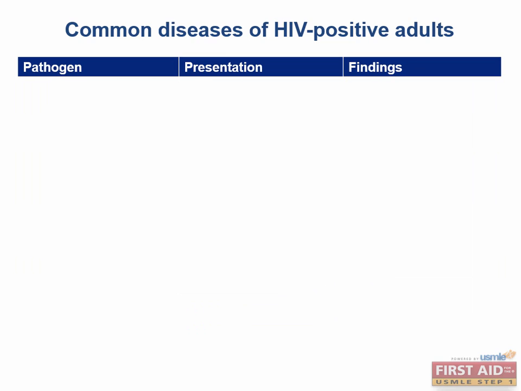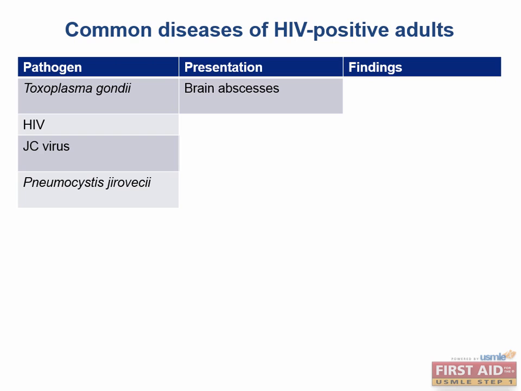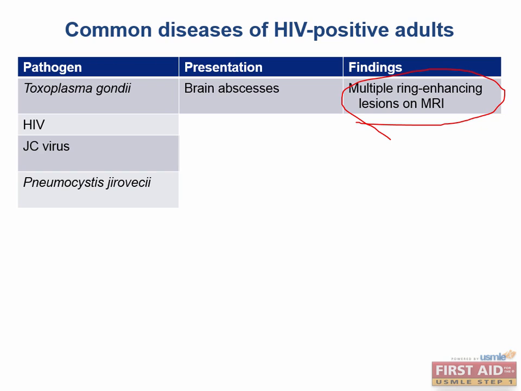The next important CD4 count to be aware of is the CD4 count of 200. Four pathogens can appear at this CD4 count, including Toxoplasma gondii, the HIV virus, JC virus, and the Pneumocystis jirovecii protozoa. Toxoplasma can lead to brain abscesses, which show up as multiple ring-enhancing lesions on an MRI.